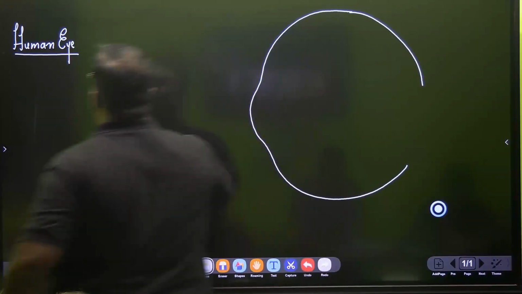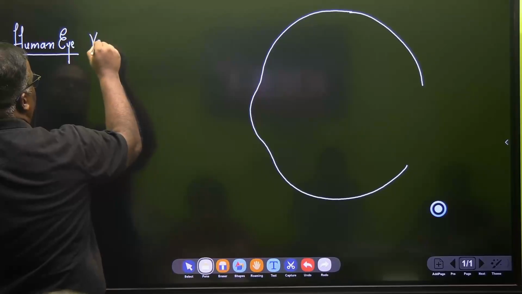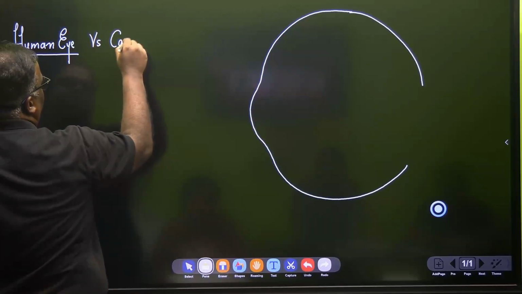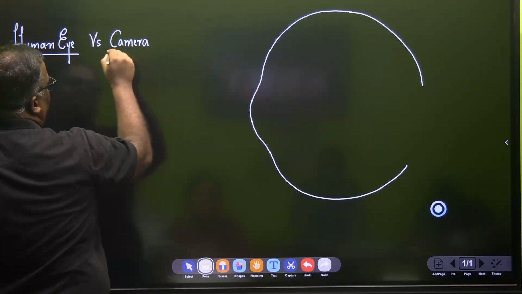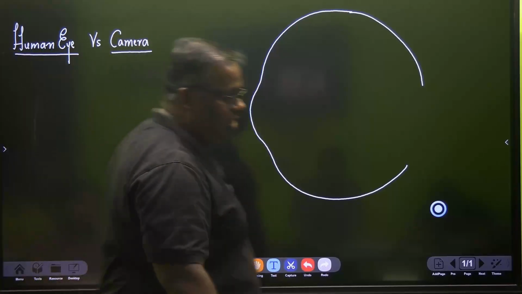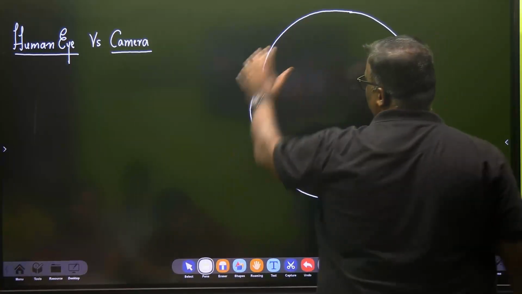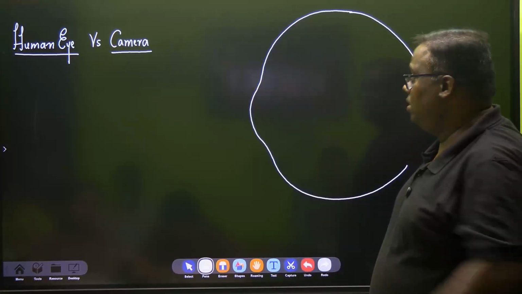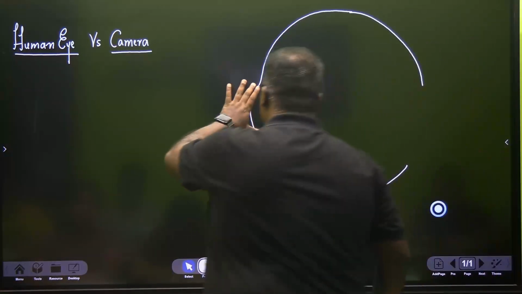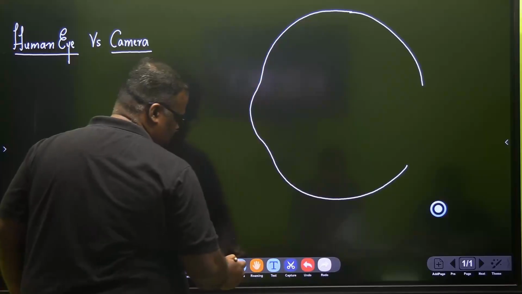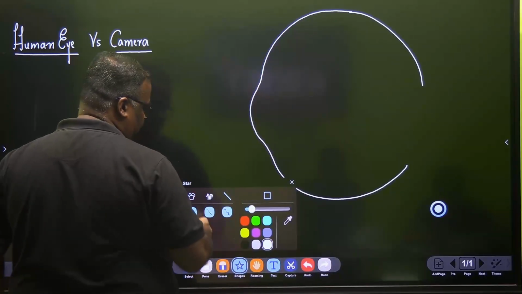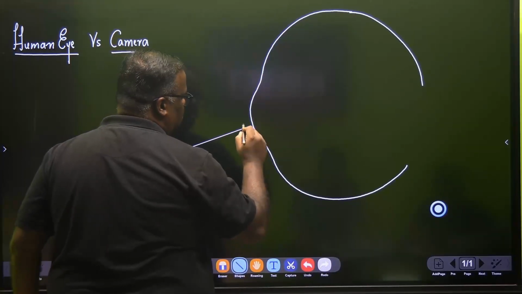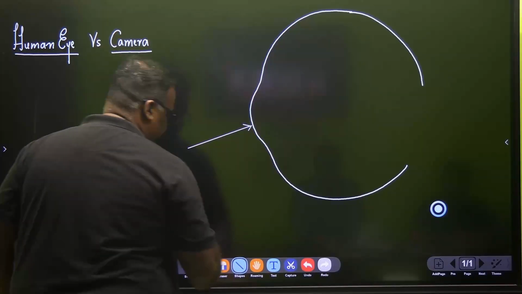A human eye can be very nicely compared with a camera. Camera means something like a DSLR camera that we have, right? So this is the eyeball. We are trying to draw the white eyeball. So the outer structure of the eyeball, this is the portion. This portion is known as the cornea. Okay, what do we call this? This is known as the cornea.